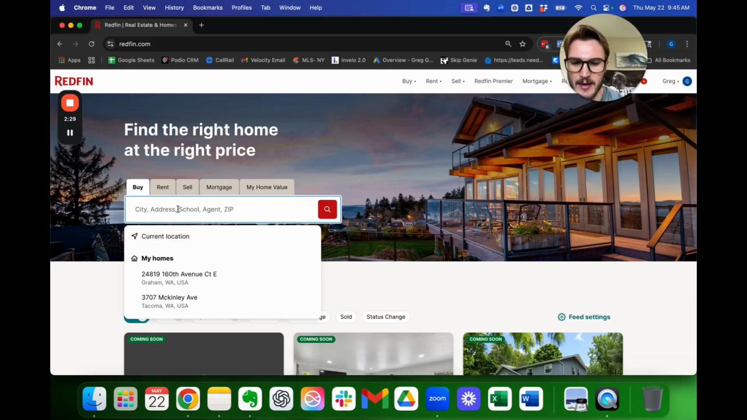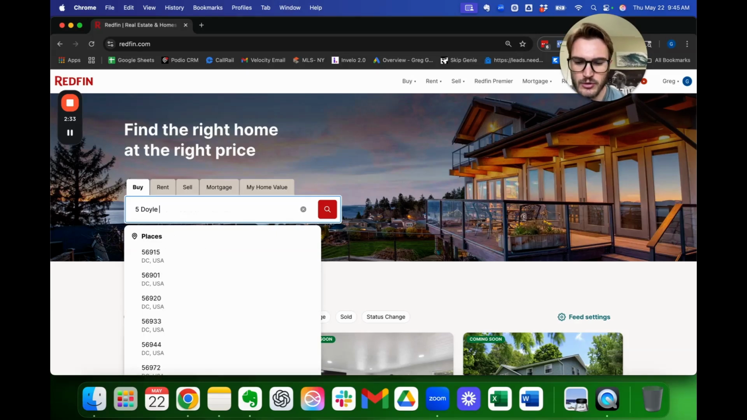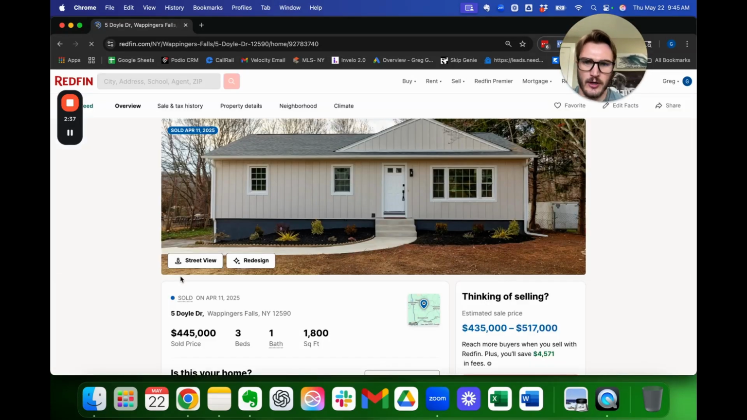So first things first, I'm typing in an address, 5 Doyle Drive, and this is in Wappingers Falls, New York. So the first thing you want to do when you run comps is type in your subject property that you're trying to come up with a value for. So I typed in the address as the first step.